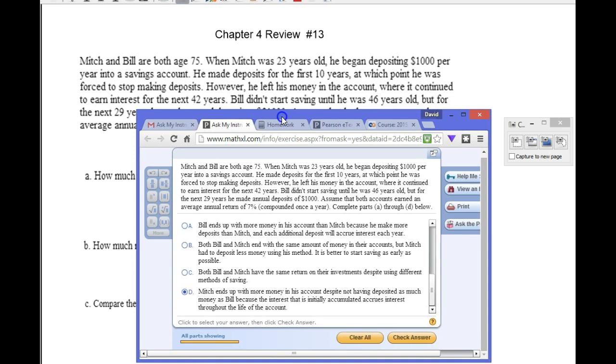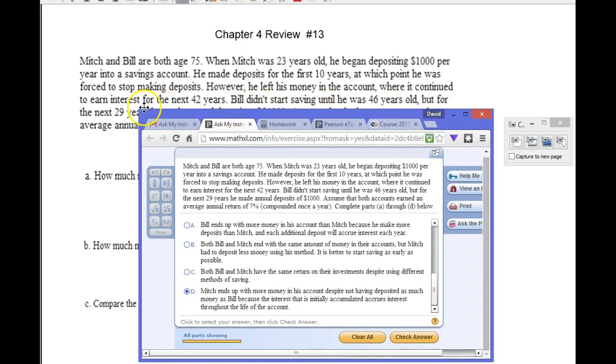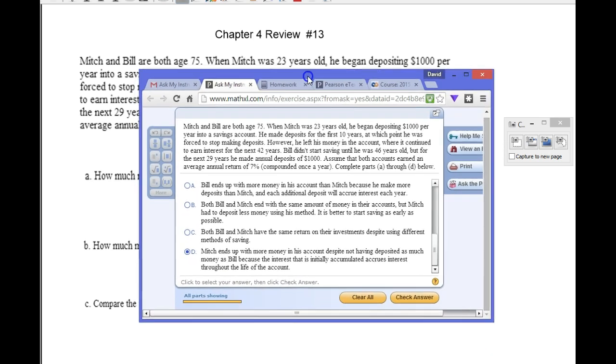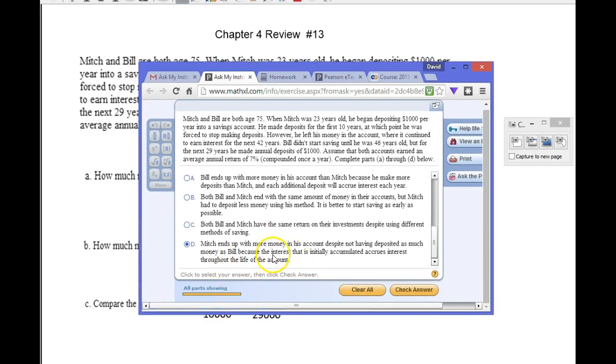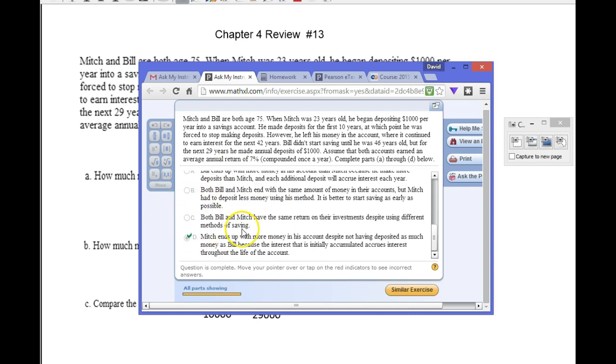Bill was trying to play catch up, and even though he did it for almost triple the amount of time, he still didn't get caught up with him. Bill ends up with more money, they end up with the same. None of those are true, so it's got to be D. But anyway, it is D, and there's the reason why it's D if you read the choices.